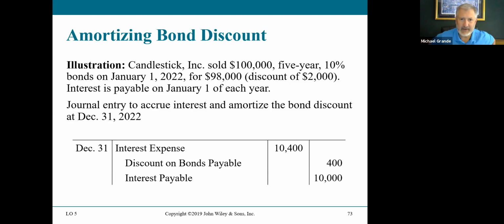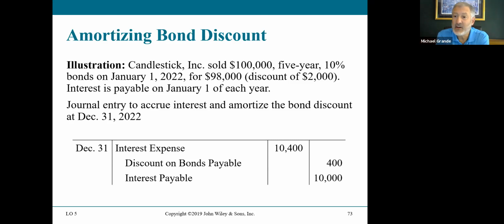Now, what's important here is that the interest payable or the cash going out is always the contractual rate. Whatever the contractual interest rate is, that's the amount of cash that is disbursed. So in our example, $100,000 bond, 10% per year. The interest payable, the cash to be paid is $10,000. That's always the same. The payable or the cash disbursed is equal to the contractual rate multiplied times the face.